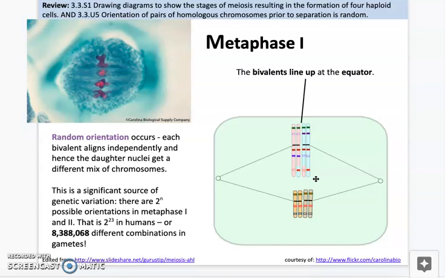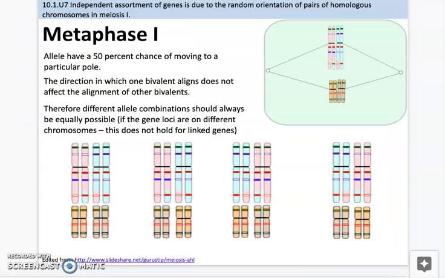Have they already gone through crossing over? Yes, this pair of homologous chromosomes did go through crossing over. It appears that these ones did not. So they're lined up at the equator of the cell, and the homologous chromosomes get separated in metaphase 1. That's very important that you realize that. The homologous chromosomes are separated in metaphase 1. Okay, so you can see.